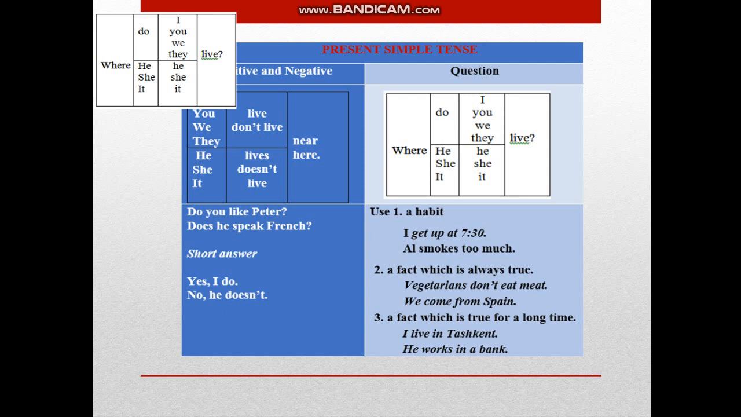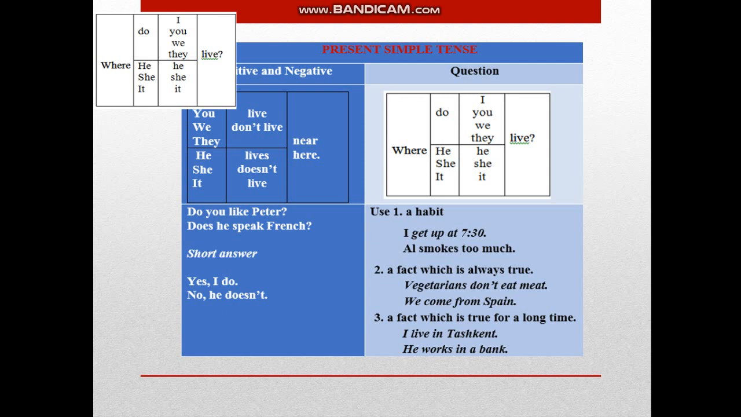Question form. To form the question form, we as usual use the auxiliary verb in the beginning of the sentence. Where do you live? Where does she live? Where does she work? And etc. Do you like Peter? No, I don't. Does he speak French? Yes, he does. If yes, if no, you may say no, he doesn't. We always have short answers for such kind of questions.